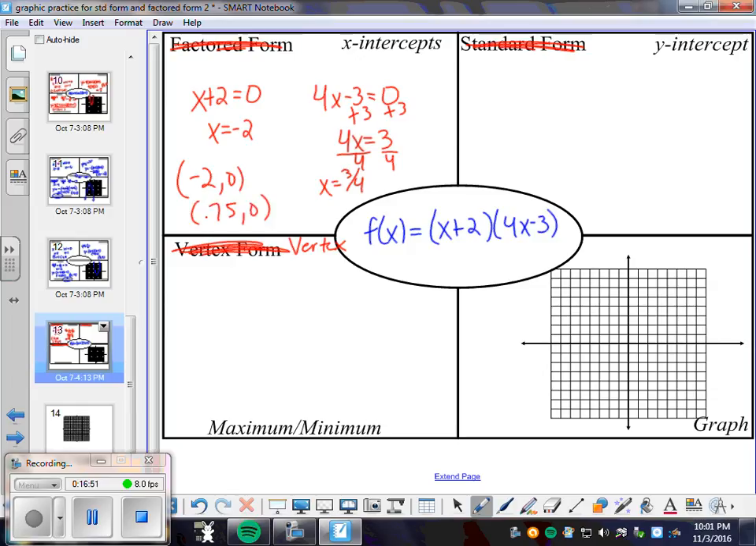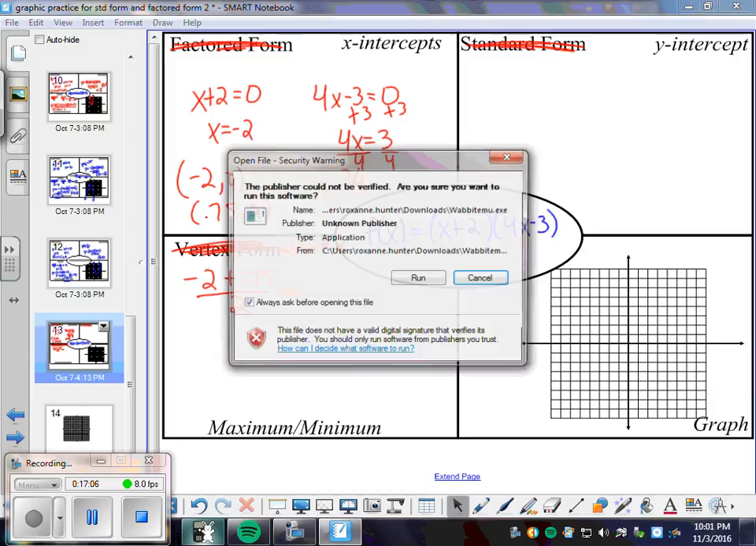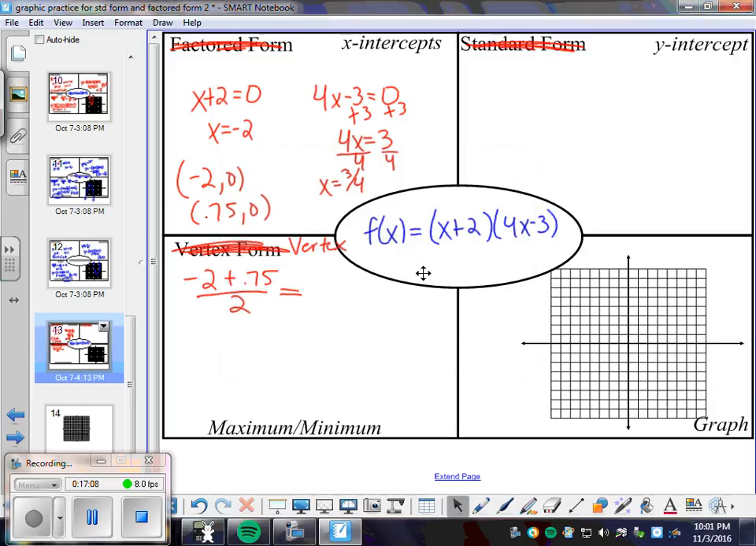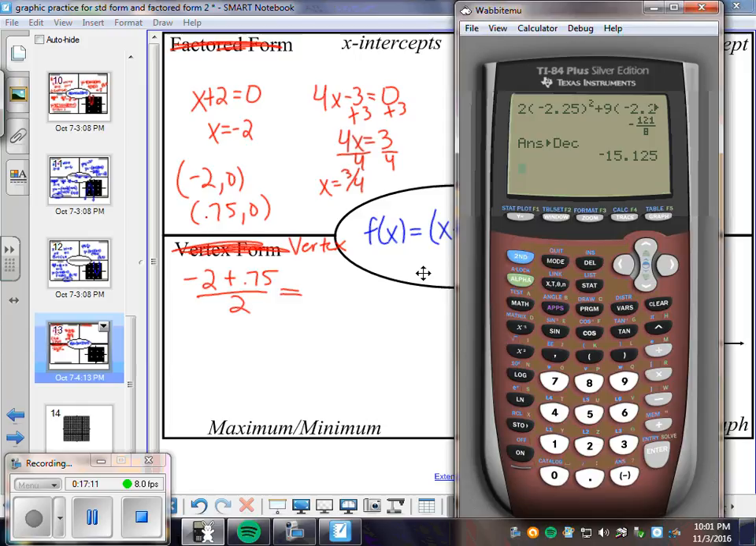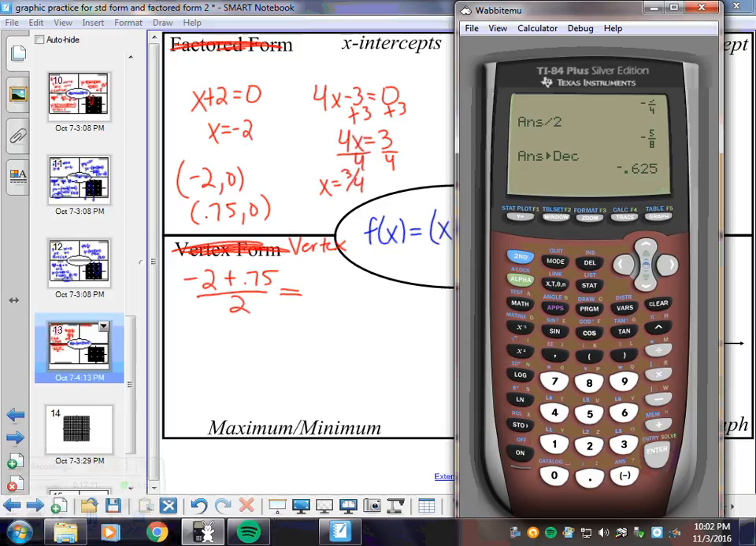So you have -2, 0 and 0.75, 0. Now you're going to plug those in. Well, you're going to add first. So add -2 plus 0.75 and divide by 2. So I'm going to bring up my calculator to do that one. Okay, so we've got -2 plus 0.75 enter divided by 2. It's going to give me -5/8, or the decimal is going to be -0.625.